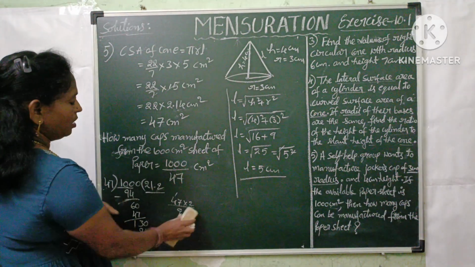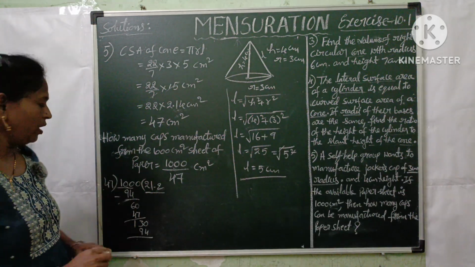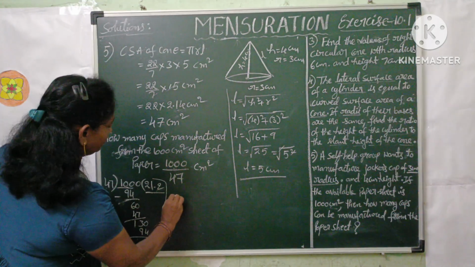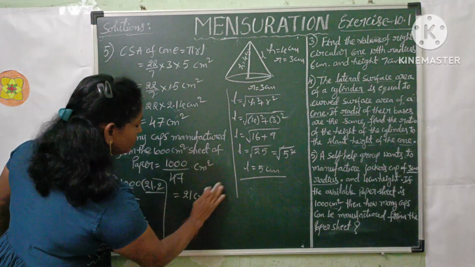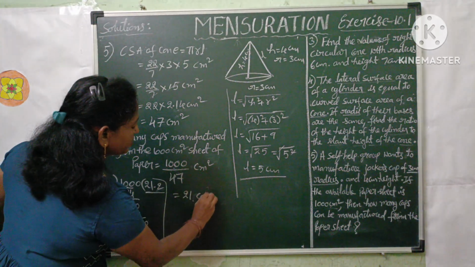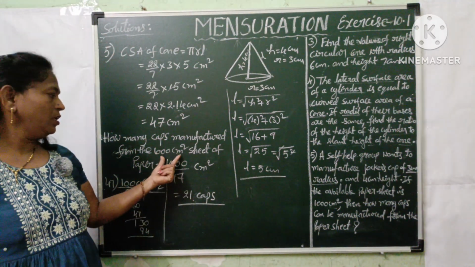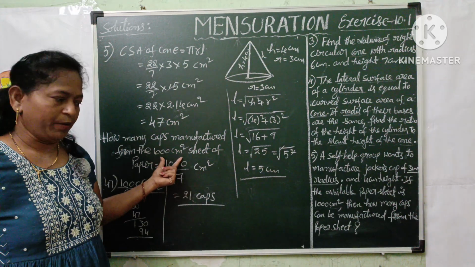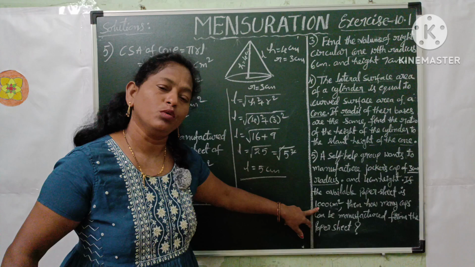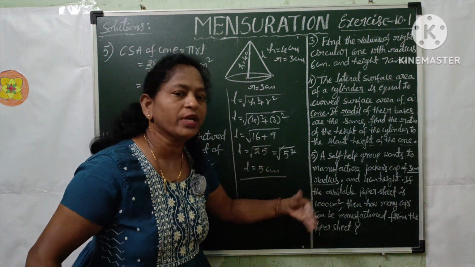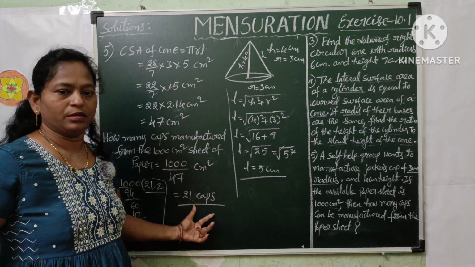Why? Because whatever we get after the decimal is the waste of the paper. So that is equal to 21 caps they are using to prepare from the 1000 centimeters square sheet of paper. That is all they have given in the question. The available sheet is 1000 centimeters square. How many caps can we make from this 1000 centimeters square? 21 caps. Right.